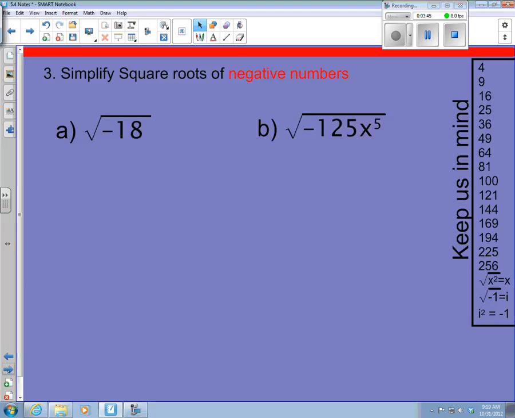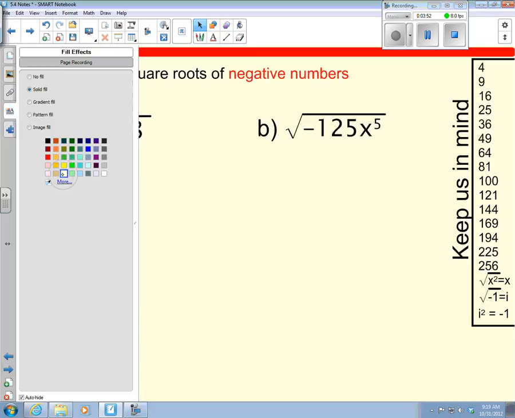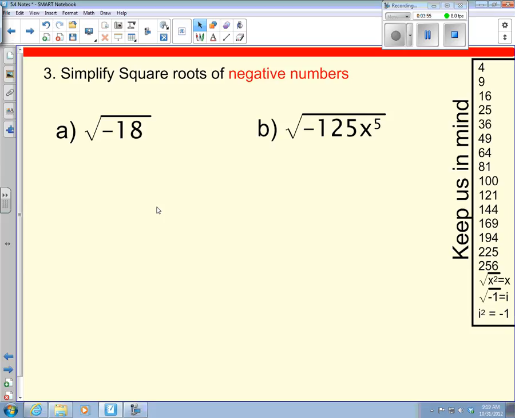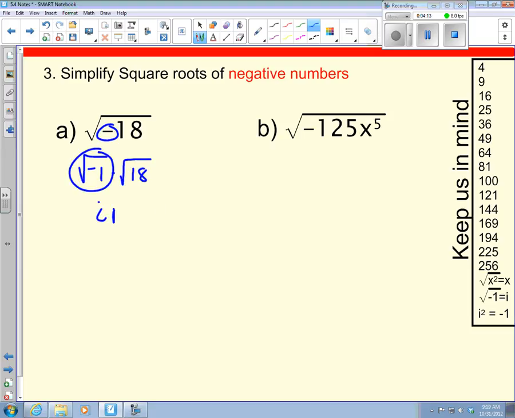Let's work with this a little bit better. We're going to simplify the square root of negative 18. Now, if it was just 18, I'd find the prime factorization and go from there. But the way we're going to do this problem is take that negative out. Say that's the square root of negative 1 times the square root of 18. Well, the square root of negative 1 is equal to i. So this is basically i square roots of 18. And then go ahead and simplify your 18.